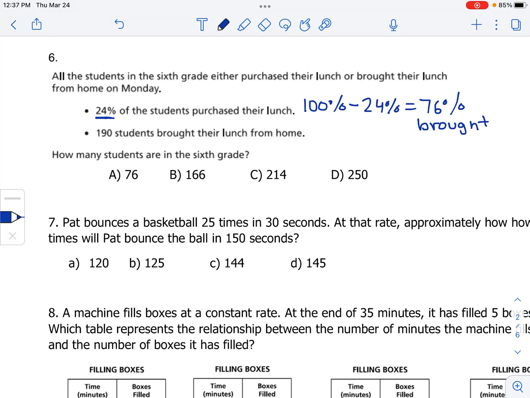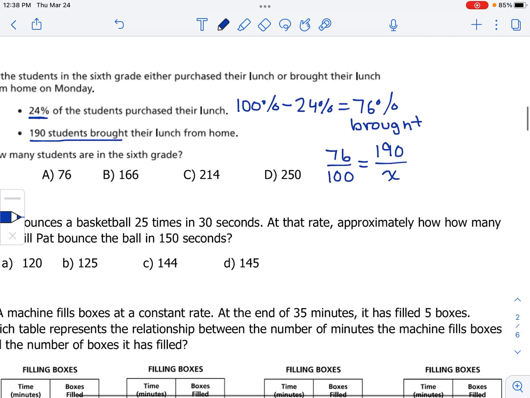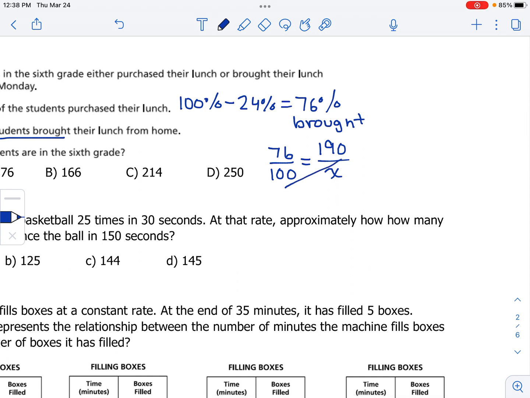We can use the 76% who brought lunch because we have a number of students who brought lunch. So in our proportion, we're going to put 76 over 100. 190 is part of the students who brought their lunch. We don't know what the total number of students in 6th grade is. And now we're going to cross multiply. So 100 times 190 is 19,000. And that's equal to 76 times x. All right, we're going to divide here. Again, I don't have my calculator, so we're going to show the long division.